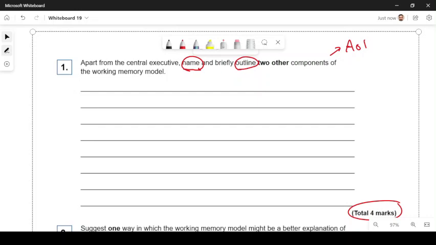Now, what you may want to start to do is pause the video and brainstorm yourself to think about what other components there are, and then label them off here. And you've got to always think as well, one of the biggest mistakes is getting the wrong model. So we are dealing with the working memory model, thus the model with the central executive as its main key component. Okay, so it does say apart from the central executive, so we need to be thinking of two other parts to it.